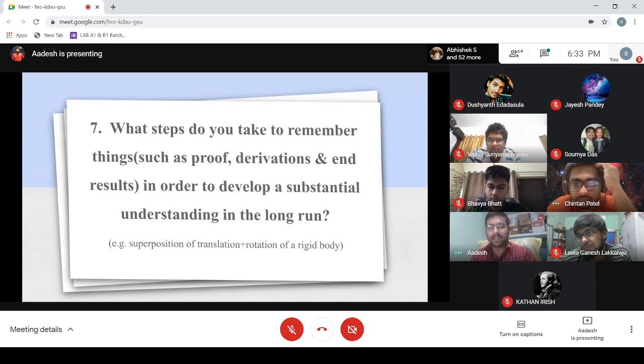Very nicely put. Actually, we require it mostly in interviews because we are asked to derive things right there. So it is necessary to remember at least 2 or 3 steps which could lead us to the end result. So I would also like to ask Bhavya if you would like to add something to this.